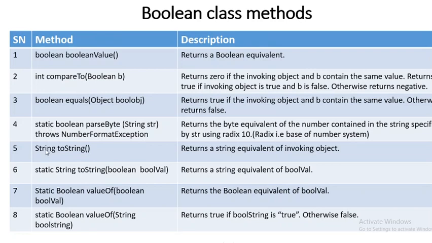Fifth, toString returns the string equivalent of the invoking object. Static String toString(boolean boolVal): whatever the boolean value you have written here will be converted to a string. Static valueOf, with a boolean primitive type argument: this primitive type will be converted to an object, boxing. Boolean valueOf(String boolString) returns true if boolString is true, otherwise false.